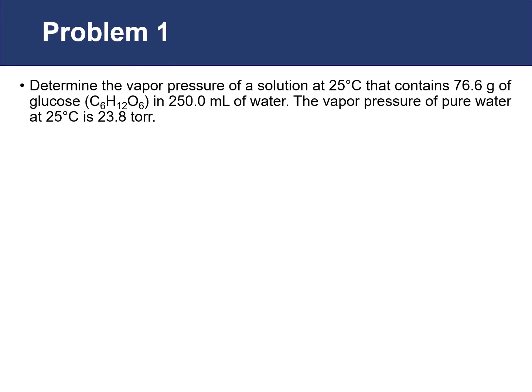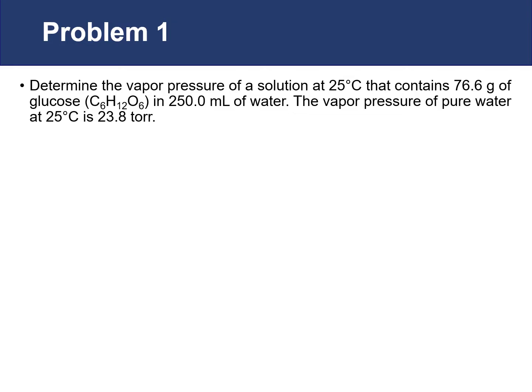Let's now look at a problem using vapor pressure. We will determine the vapor pressure of a solution at 25 degrees Celsius that contains 76.6 grams of glucose, chemical formula C6H12O6, in 250.0 milliliters of water. The vapor pressure of pure water at 25 degrees Celsius is 23.8 torr.